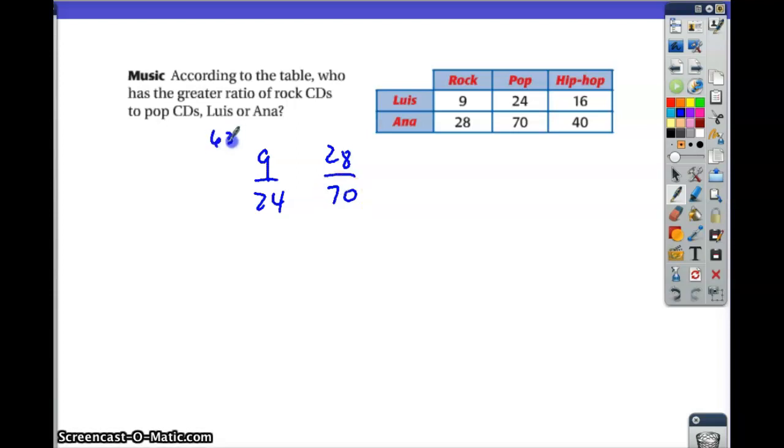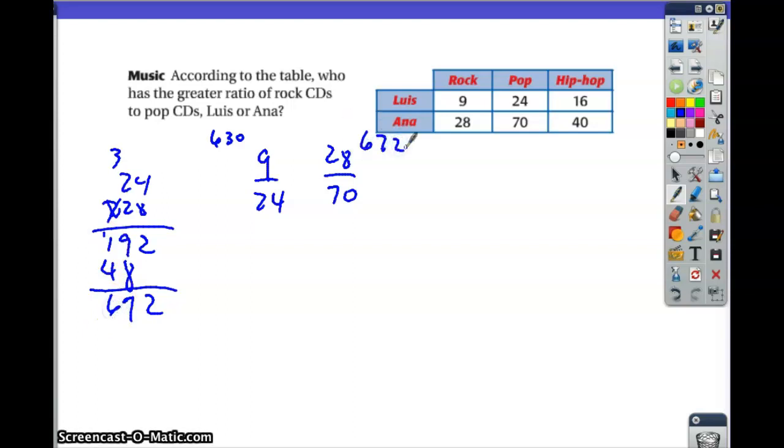70 times 9 is 630. 24 times 28 is 672. So we know the greater ratio would be 28 to 70 because 672 is larger than 630. So Anna has the greater ratio of rock CDs to pop CDs.